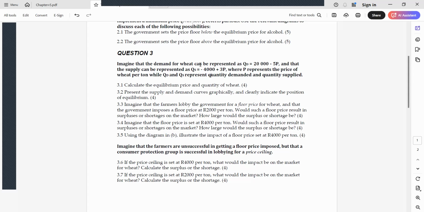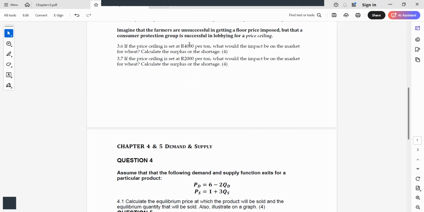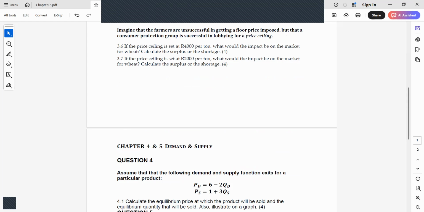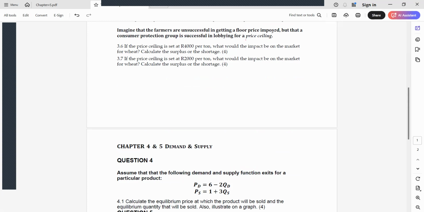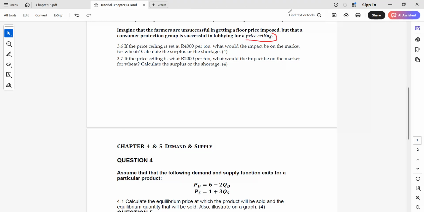3.6. It says, imagine that the farmers are unsuccessful in getting a floor price imposed, but that the Consumer Protection Group is successful in lobbying for a price ceiling. So the Consumer Protection Group was successful in getting a price ceiling. Price ceiling, you might think, oh, this one is probably above the equilibrium price. Well, that is not the case. The price ceiling is below the equilibrium price. It's the same as the maximum price, the price ceiling.